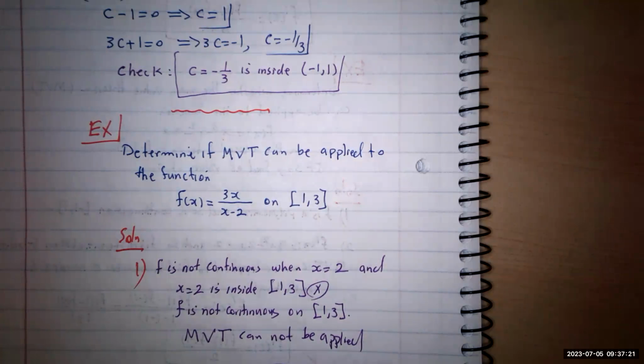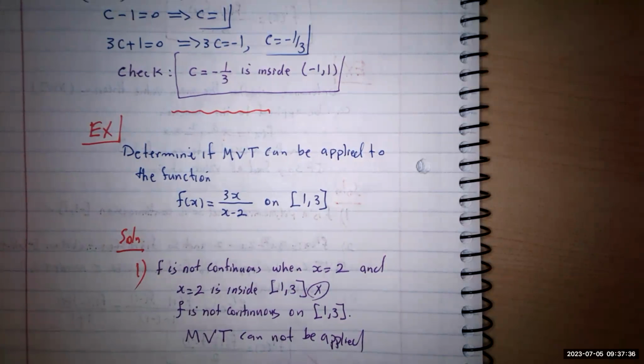When it's a radical function or a rational function, there is a possibility that you may not be able to do it. But our examples are mostly polynomials and they are nice. Any question? So that will wrap up the mean value theorem.